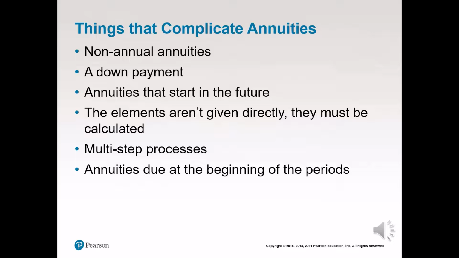Sometimes you'll have multi-step processes. Maybe two things happen, such as you have an annuity and you have a lump sum together. And then finally, sometimes we have annuities due rather than ordinary annuities. And annuities due happen at the beginning of periods. We need to handle those differently.